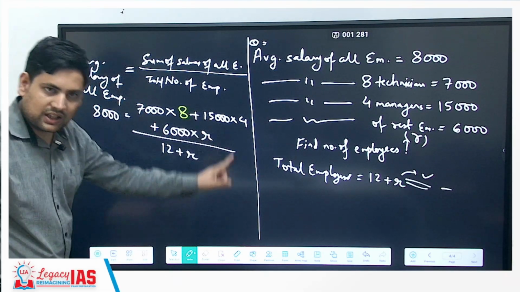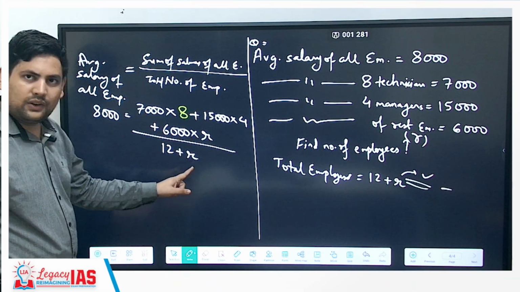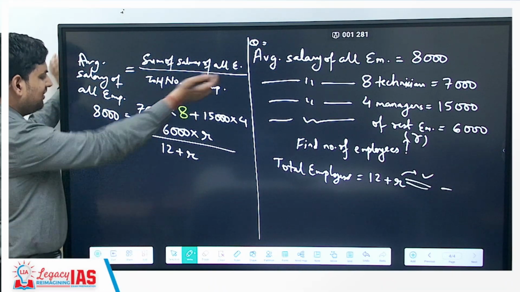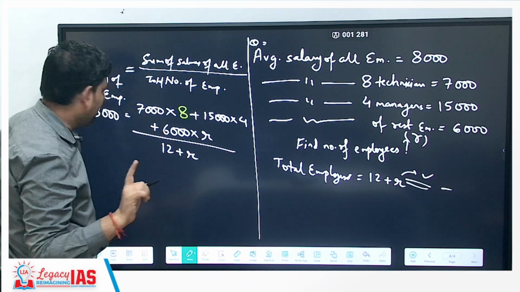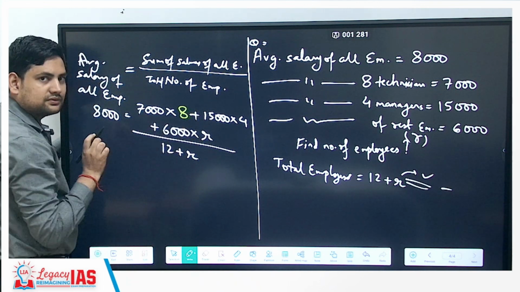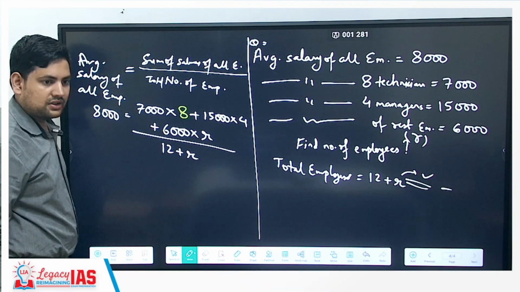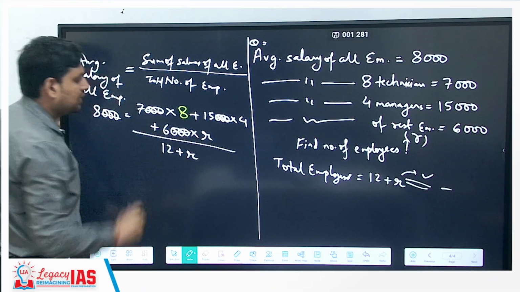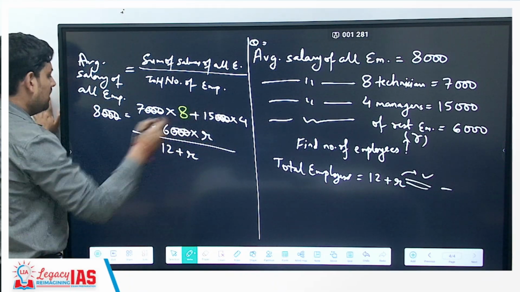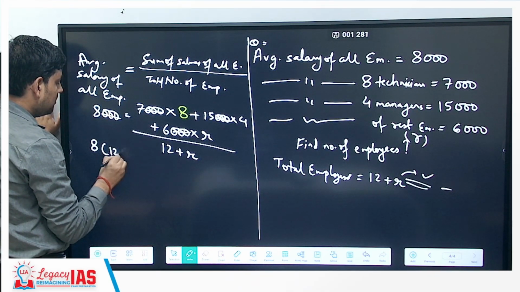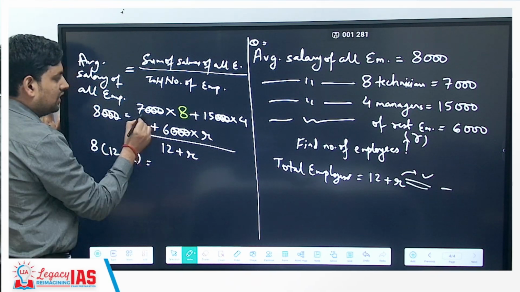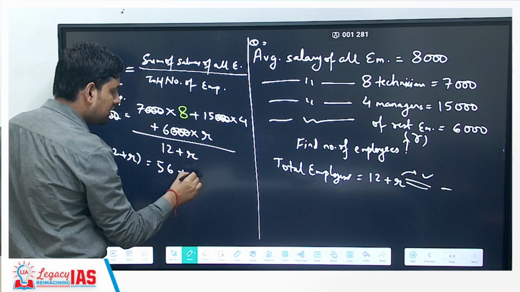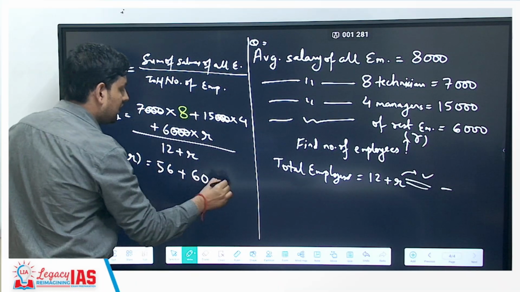Now you see one single equation and only one variable, that is R. So you can easily find the value of R. How will you find it? All are written in 1,000, so you can divide both sides of the equation by 1,000. This 3, this 3, this 3, this 3 cancel out. Now it becomes 8 into 12 plus R is equal to 7 8s are 56, plus 15 4s are 60, plus 6R.